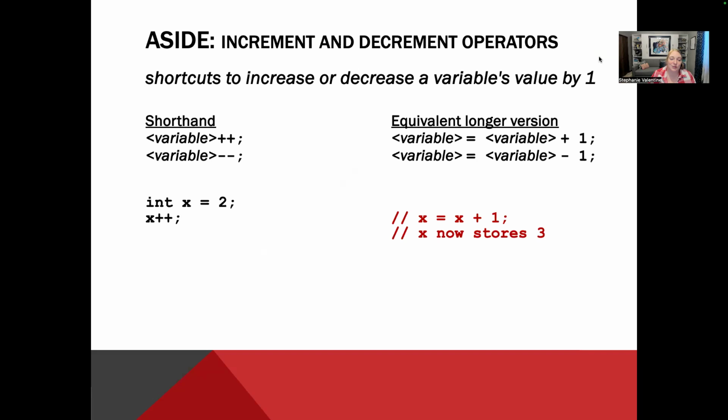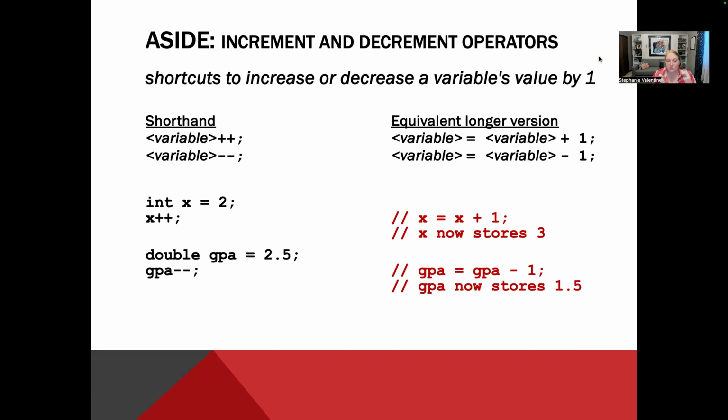So here's an example. We have int x equals 2. When we say x plus plus, that's equivalent to x equals x plus 1. So after that statement executes, x is going to store 3. Similarly, if we were to use minus minus, it's equivalent to the variable minus 1. After that line executes, the GPA is now going to store 1.5. It's a little bit more interesting than that.